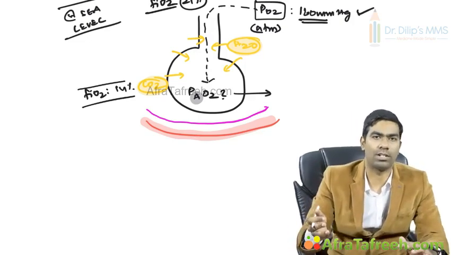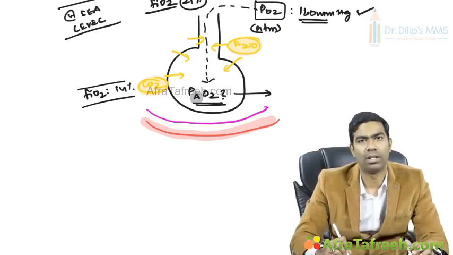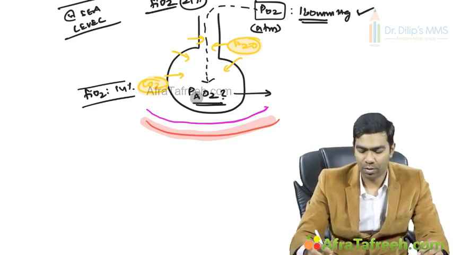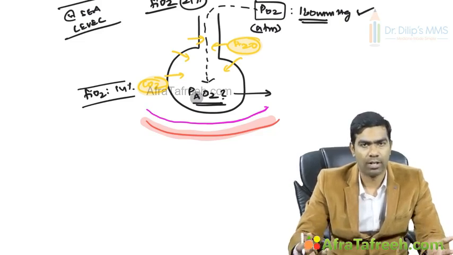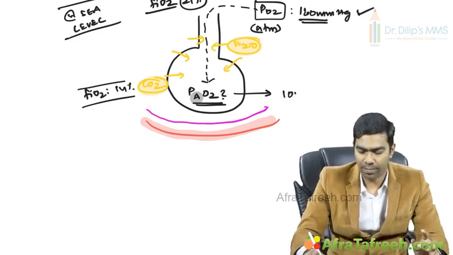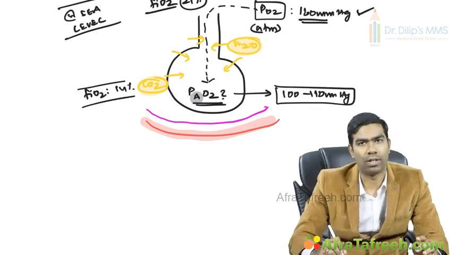The moment you reduce the concentration, by Dalton's law you have to reduce the partial pressure of the particular gas. Clear? Because the concentration is getting reduced. I mean, this looks a little bit clumsy, so let us make it more clear. What will be the partial pressure of oxygen? Ideally, it will be around 100. 100 to 110 will be the partial pressure of oxygen in the alveoli.